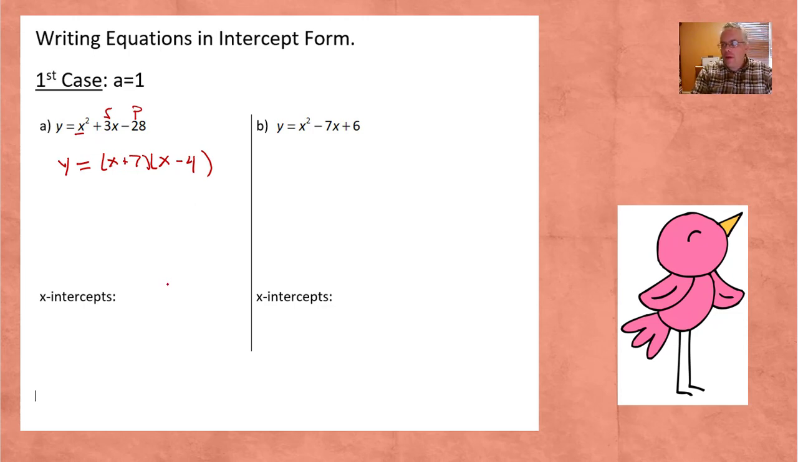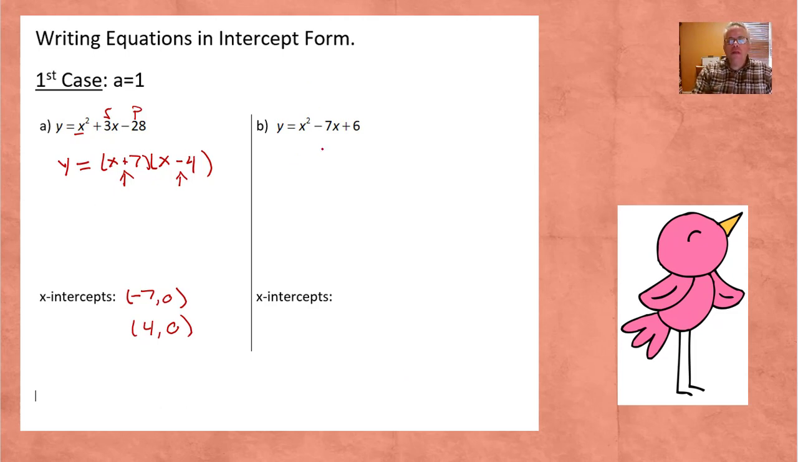And we learned last time how to find the x-intercepts from this intercept form. The x-intercepts are the values that make each of the factors equal to 0. So this first factor is x plus 7. Well, if x was negative 7, that entire factor would be 0. So negative 7, 0 is our first x-intercept. The other intercept is the value of x that would make this factor equal to 0. So if I put 4 in for x, 4 minus 4 would be 0. That would make the whole right-hand side 0. So those are the two intercepts.